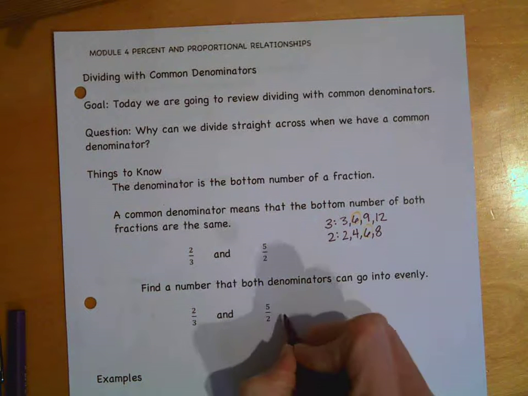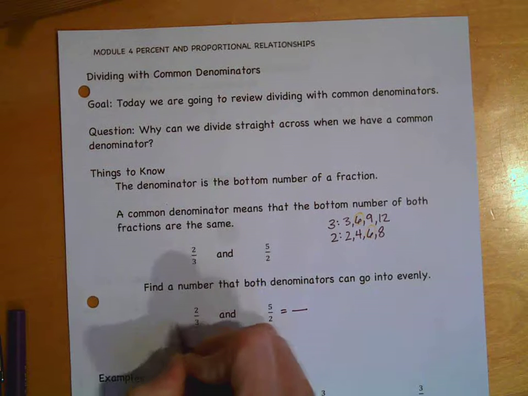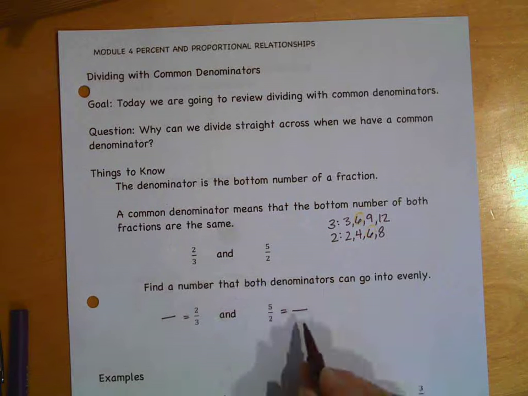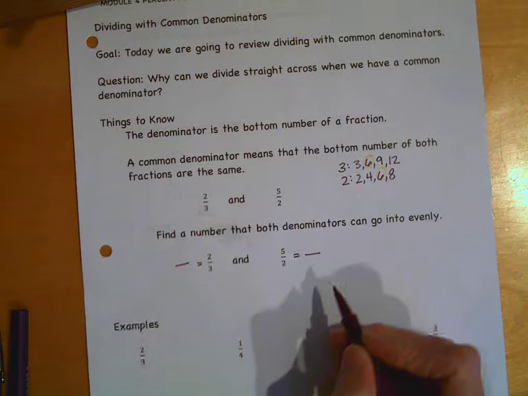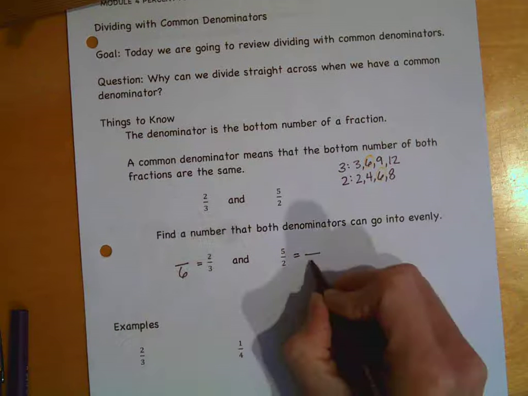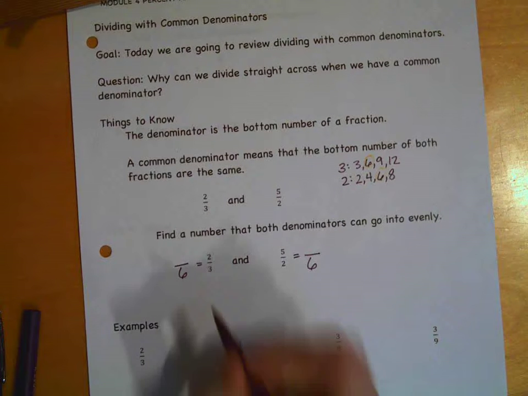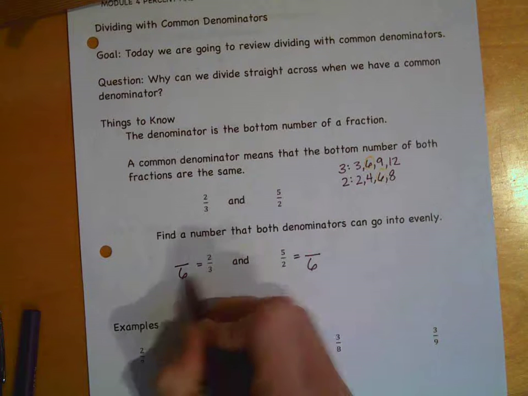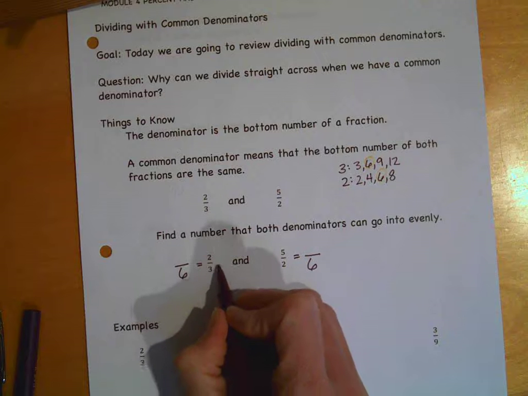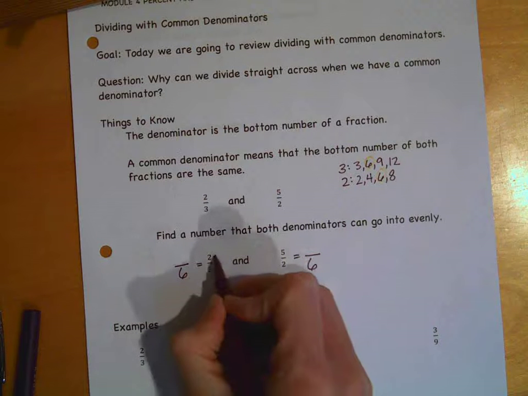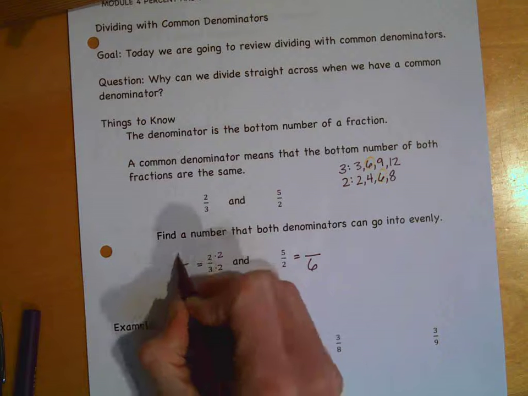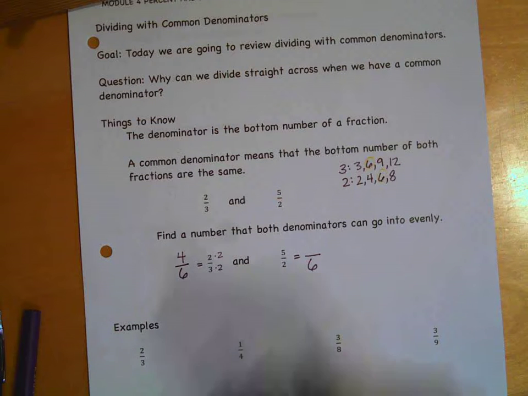So what I do then is I write off to the side equals blank, and that blank is actually a fraction bar. I'm going to put 6 as the denominator, because that's what both of them go into evenly. Now this is the part that makes it very simple. You just have to remember the multiplicative properties. You say to yourself, how did 3 get to 6? Well, I multiplied it by 2. What you do to one side, you have to do to the other. So 2 times 2 is 4. I would write that right there.